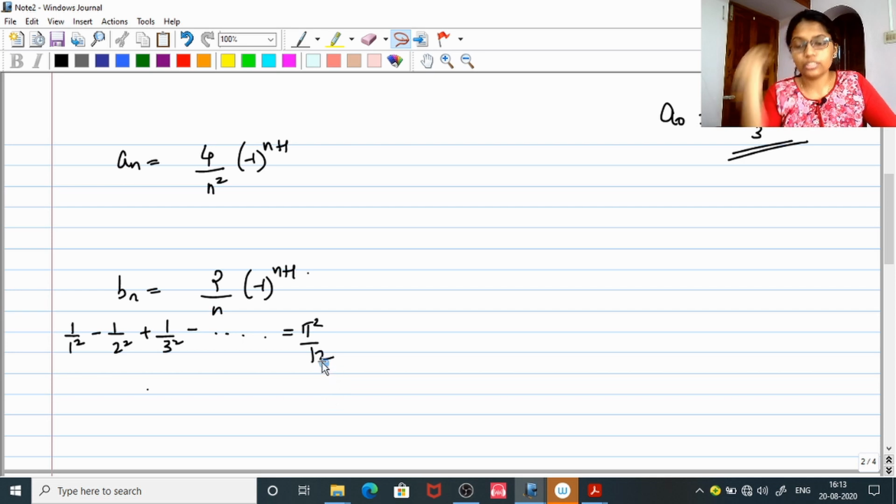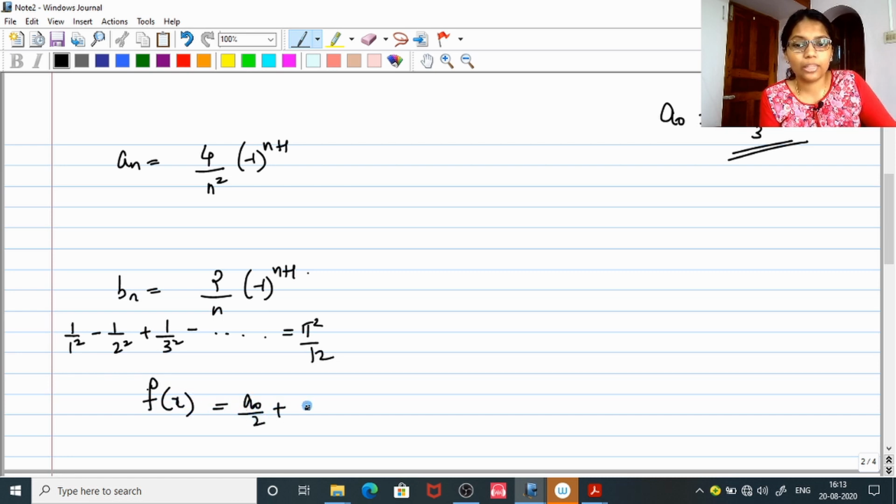We have to prove this. How to prove 1 by 1 square minus 1 by 2 square plus 1 by 3 square, etc. equal to pi square by 12. For that, I need to write f of x, our Fourier series. f of x equal to a0 by 2 plus sigma an cos nx plus sigma bn sin nx.